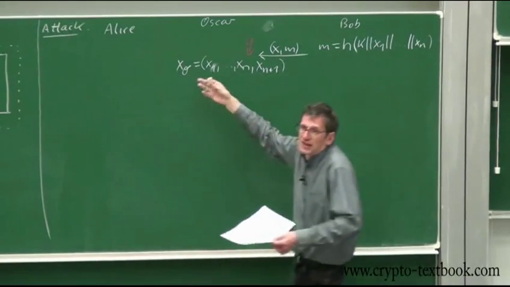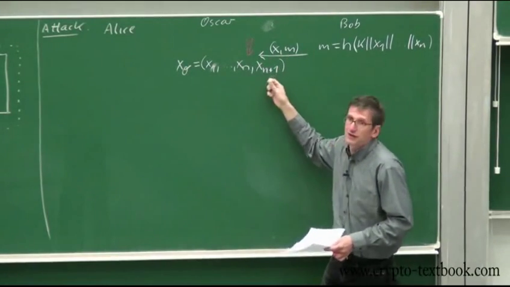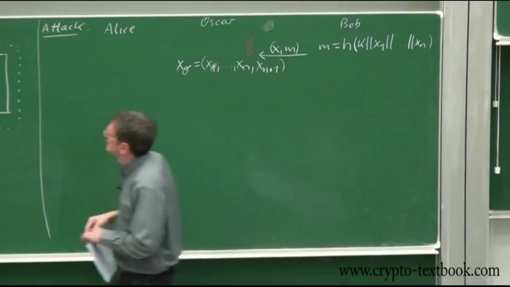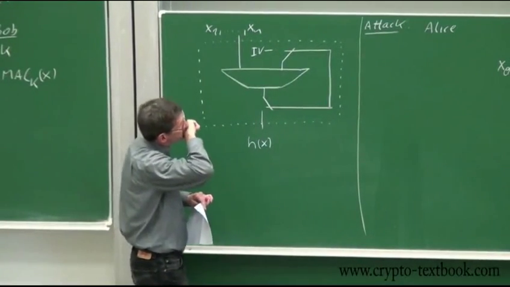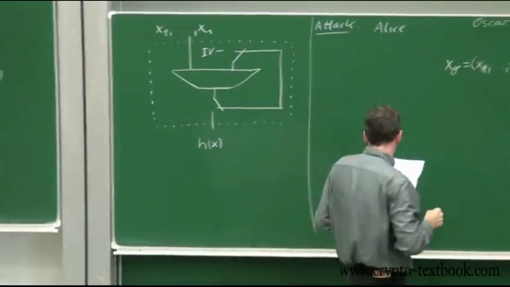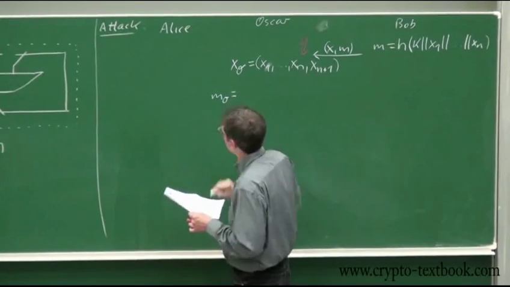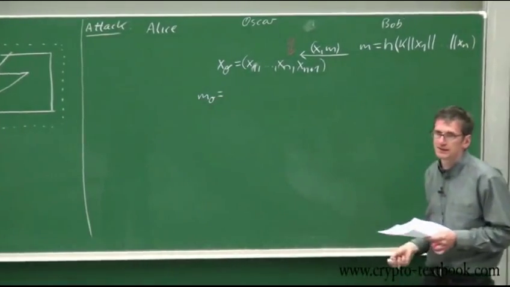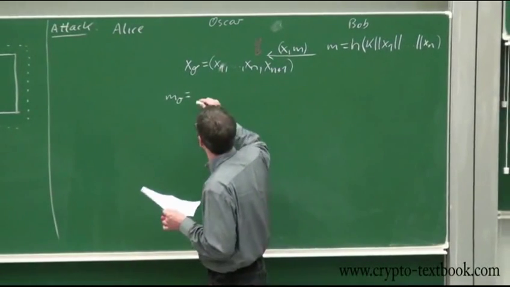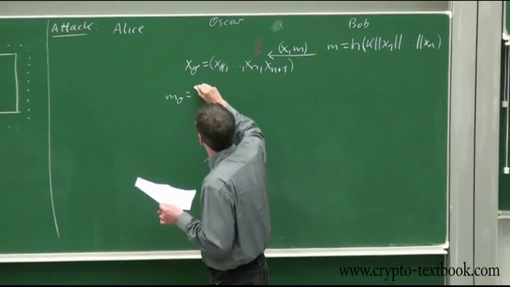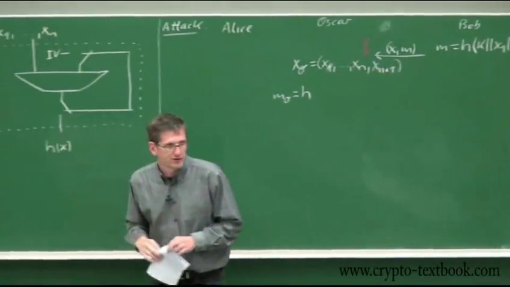Now, of course, he has to compute an M for this whole message. And how can he do that? The problem has to do with this iterative nature here. Maybe I'll first write that down, which we call MO here, the MO computed by Oscar. The only thing he has to do, think for a moment.